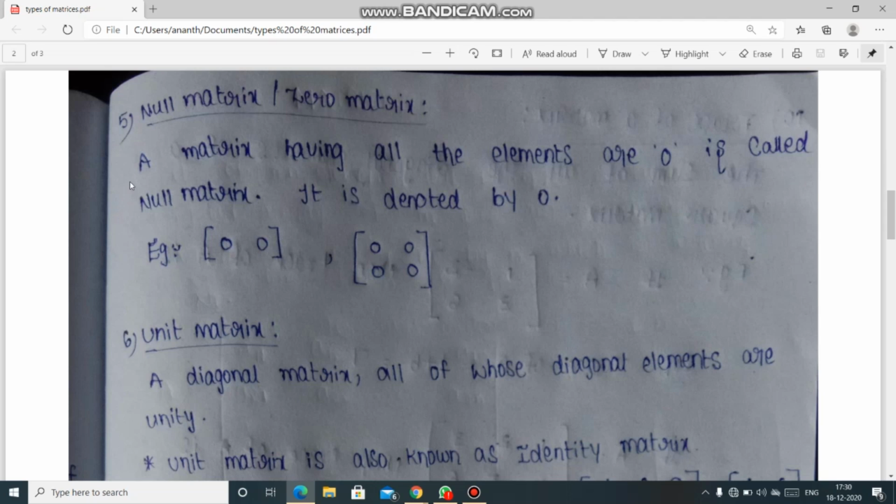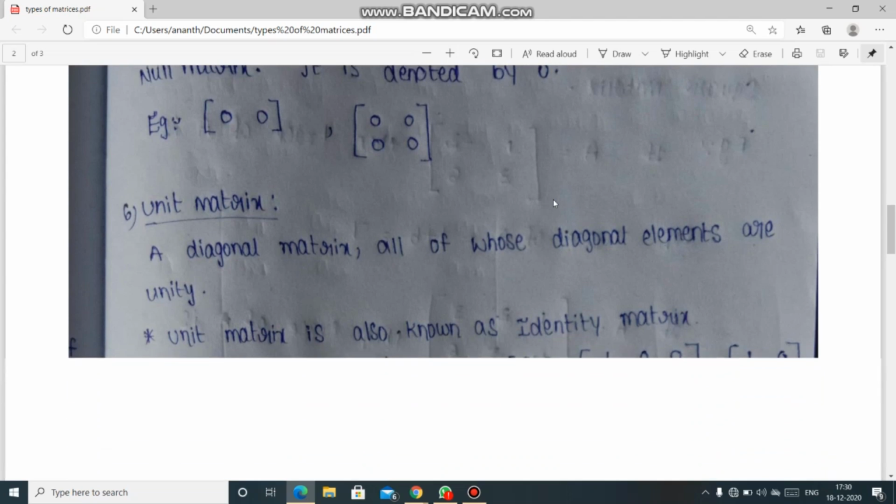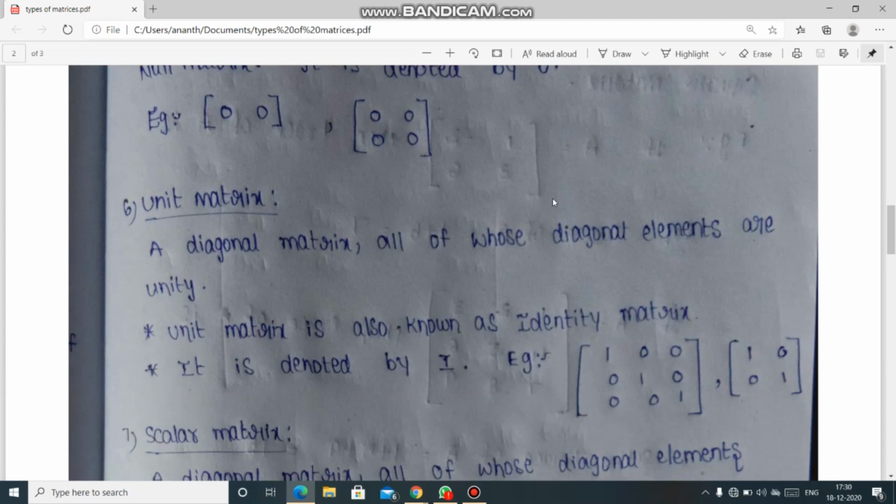So null matrix means a matrix having all the elements 0. Here all the elements are 0. It is called a null matrix and it is denoted by 0. I hope that you all understood.